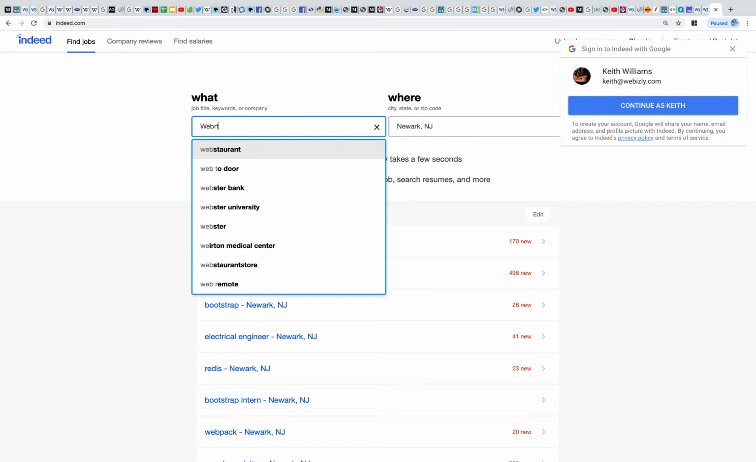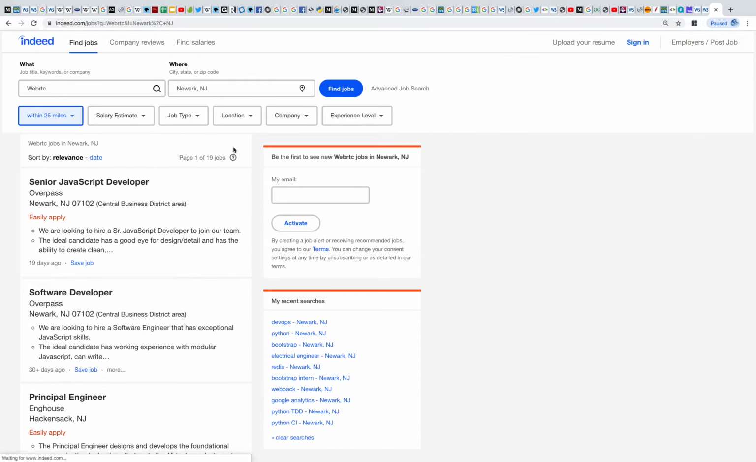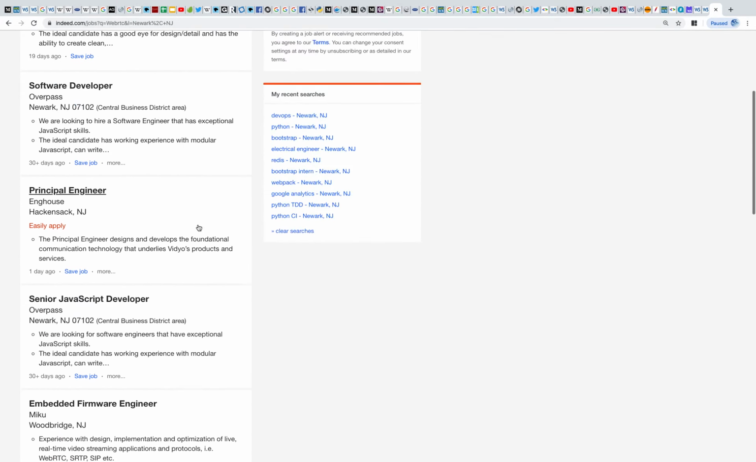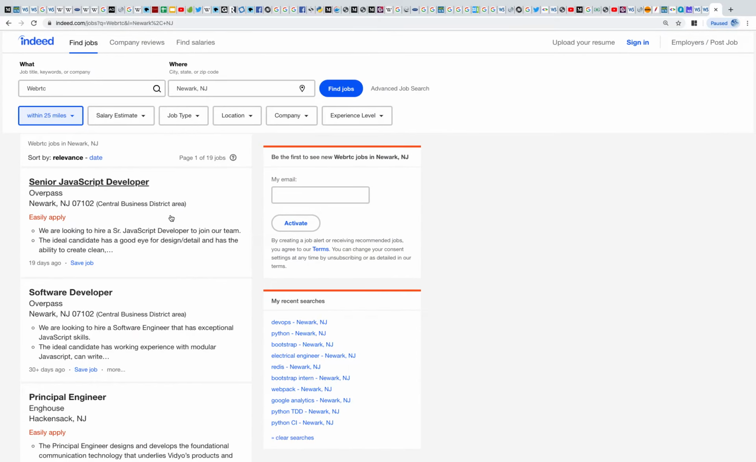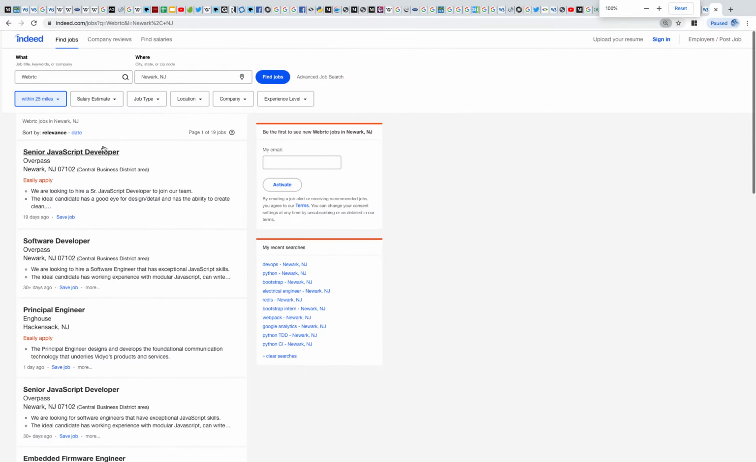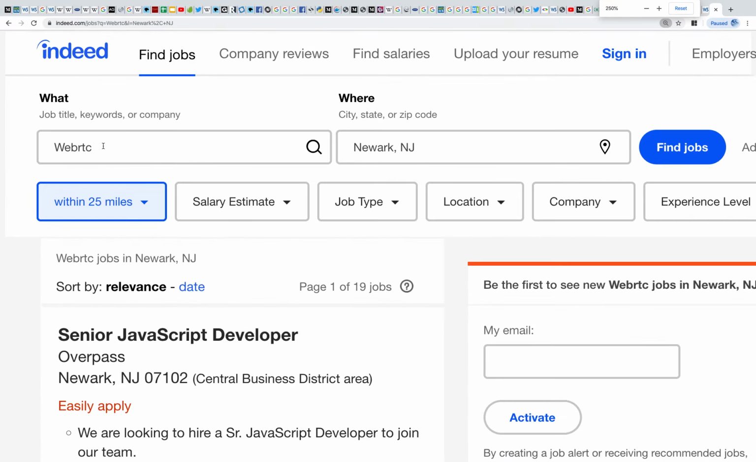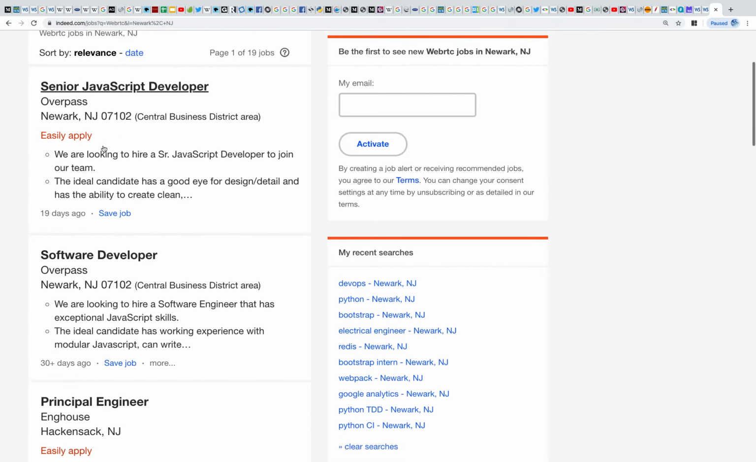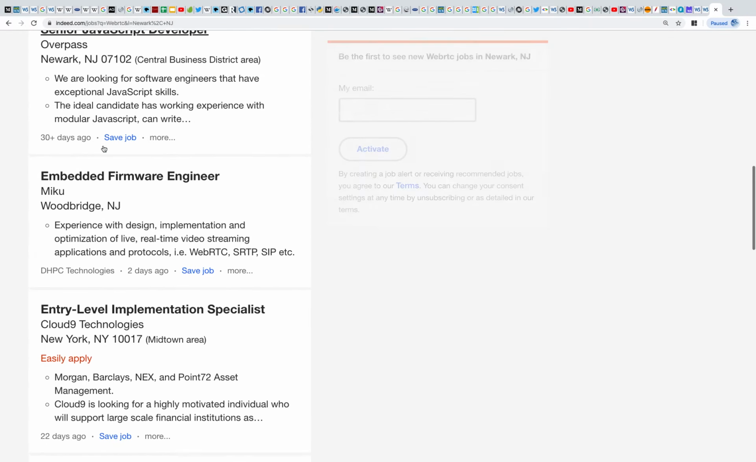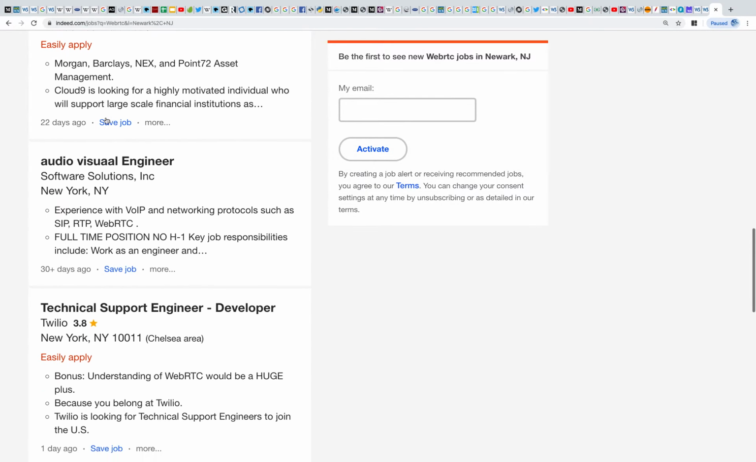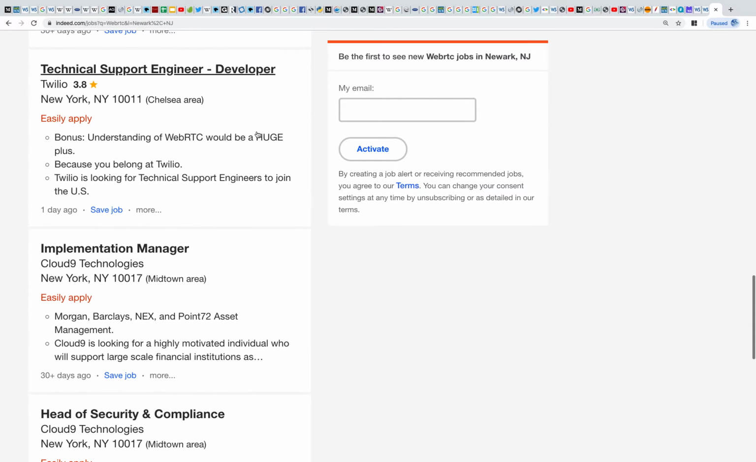If you look up WebRTC, it's like 19 jobs, but they're all top-end jobs. The WebRTC thing is an interesting technology to have capabilities with.